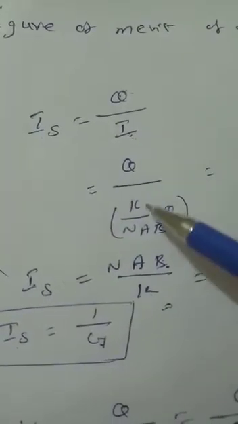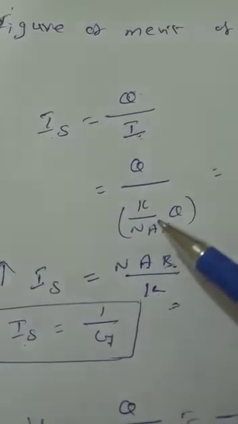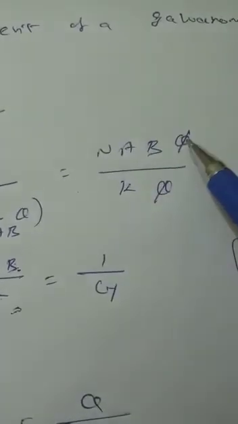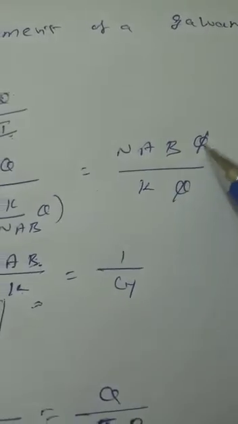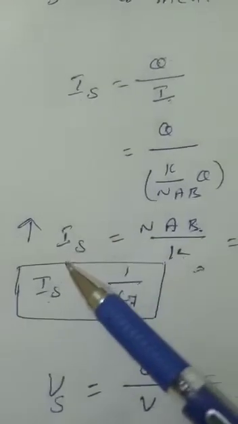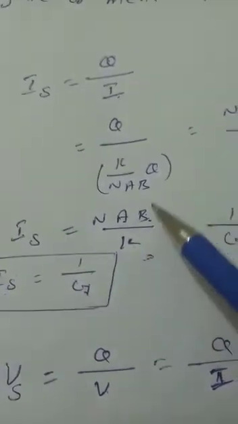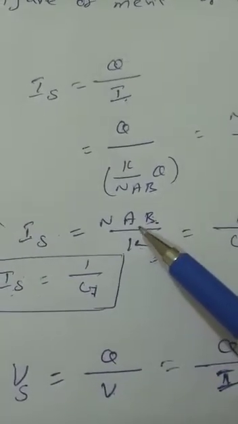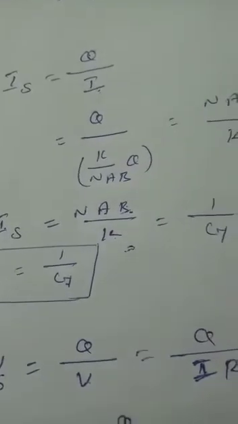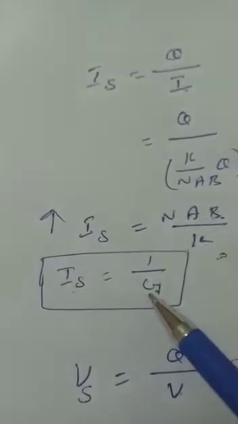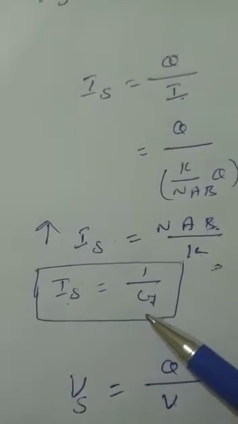Next we substitute the I value. I is equal to K theta by NAB. So Is is equal to theta divided by K theta by NAB, that is, NAB theta by K theta. Theta gets cancelled, so we can write Is is equal to NAB by K. It is nothing but the reciprocal of the current reduction factor of the Gauss meter, G. So Is is equal to 1 by G.